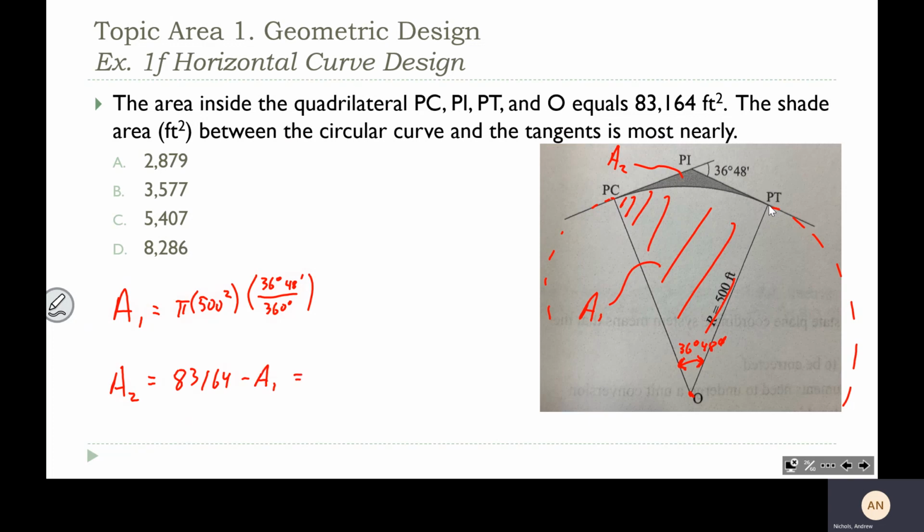Get an answer? 80,285. So if we take 83,164 minus that value, looks like the answer is going to be A. 2879.